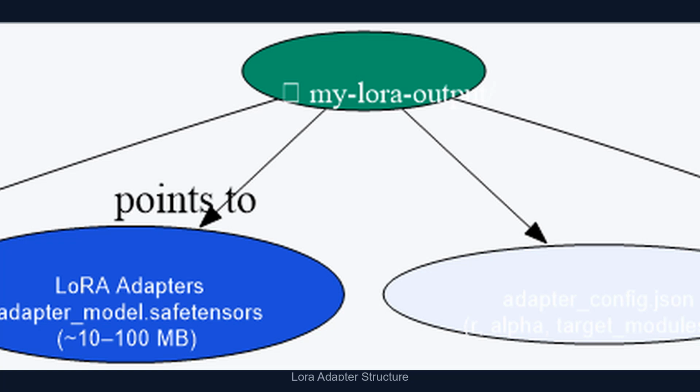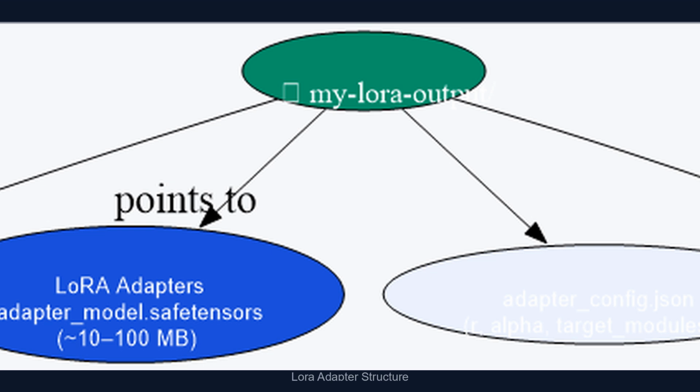The LoRA output directory has a deliberate structure. The adapter_model.safetensors file is the core artifact. This is the actual learned delta, the difference between the base model and your fine-tuned version, stored in the safetensors format for fast, safe loading. At 10 to 100 megabytes, it's remarkably compact for what it contains.